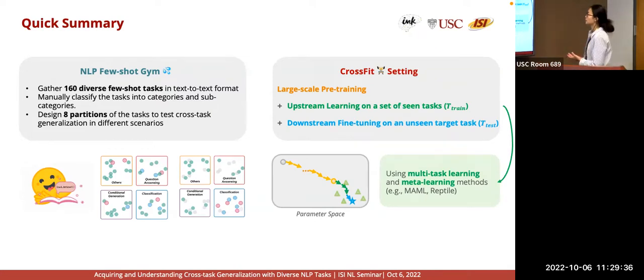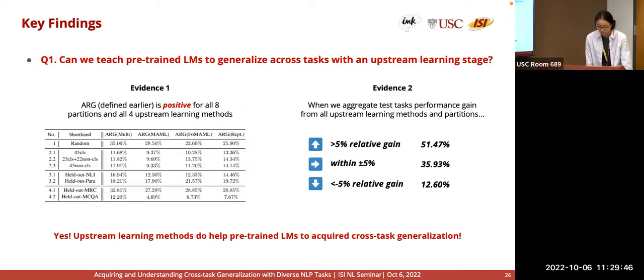And our training recipe is: have a pre-trained model, do upstream learning, and do downstream fine-tuning. So we have some very extensive experiments with these resources, and we summarize these key findings, and hopefully they can help people trying to build few-shot learners.